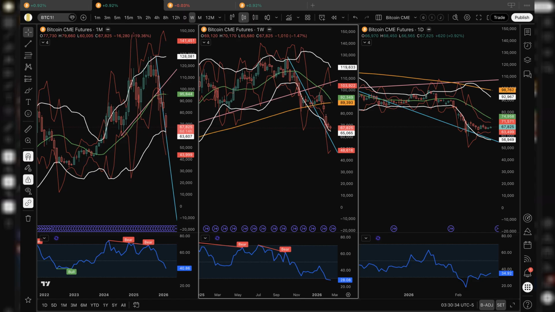The 4 Bollinger Band shows asymmetry. The upper band is compressing. The lower band remains expanded. That imbalance reflects pressure without full resolution.